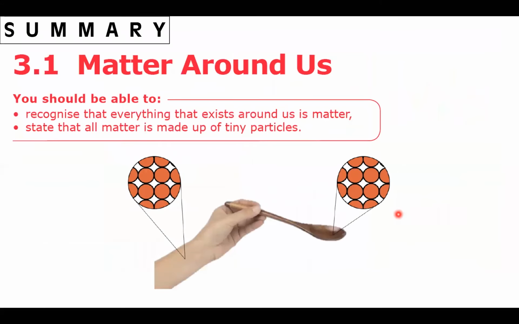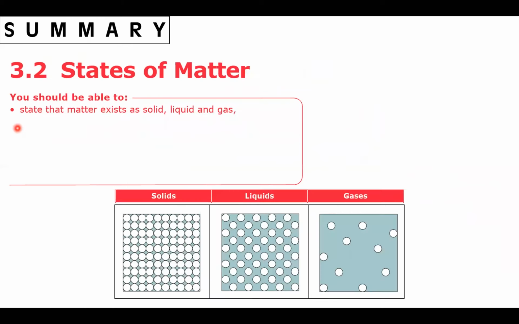And to summarize, these are the things that you need to know for your exams. By the end of this lesson, what you need to know is you need to know that everything that exists around us, so most of the things that exist around us is matter, and matter is made up of tiny particles. As for states of matter, you need to know there are 3 states of matter. In other words, there are 3 types of matter or 3 groups of matter. These are called solid, liquid, and gas.